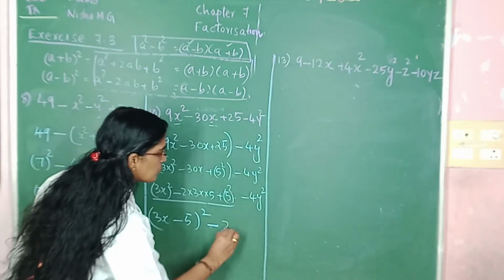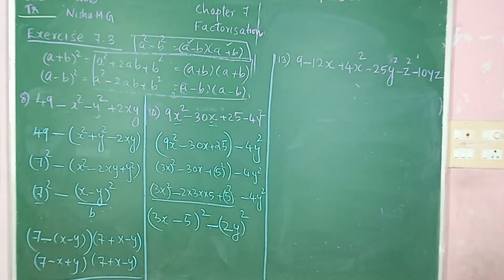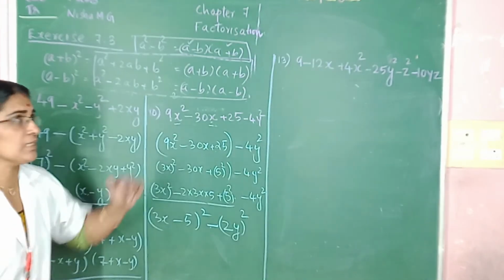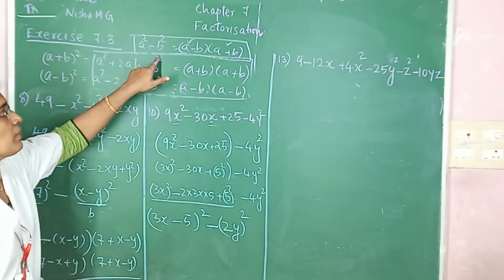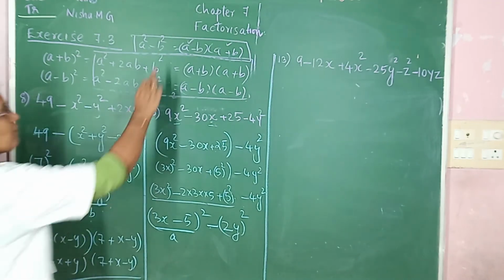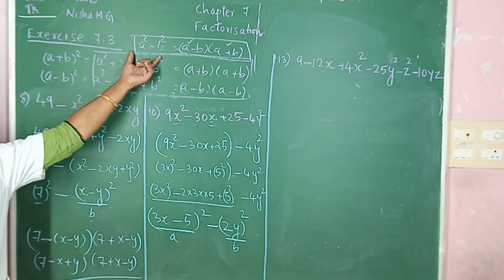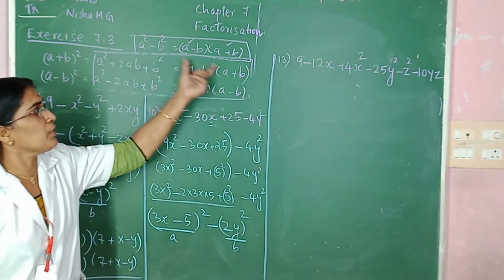4 can be written as 2 square. So this will be together 2y the whole square. Now the change is over. Compare with which identity? First identity. A square minus b square. What is a? 3x minus 5. That is a. What is b? 2y. What are the factors of a square minus b square? A minus b into a plus b.